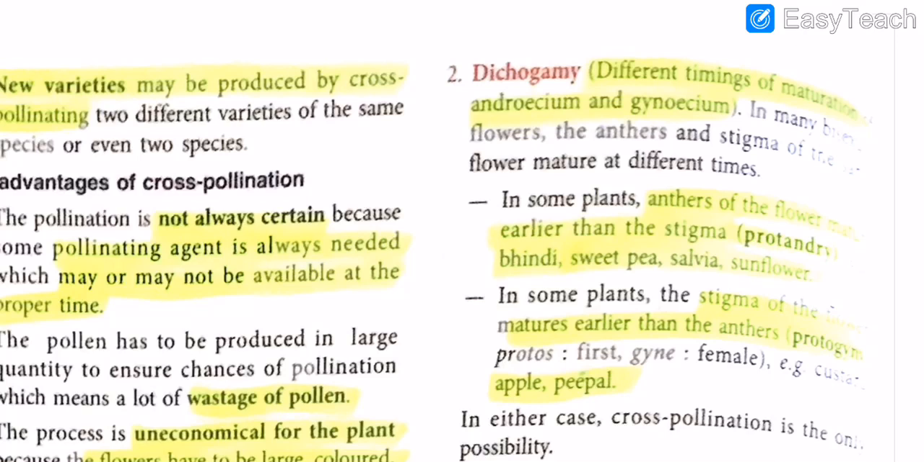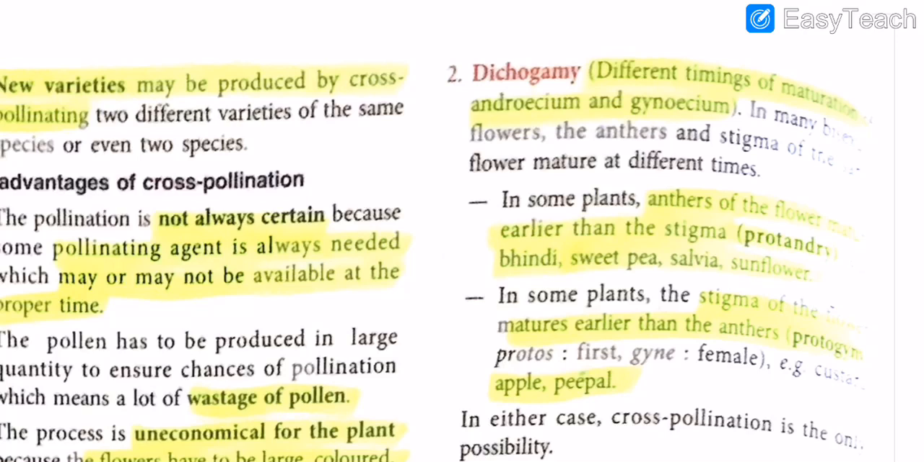Then sterility. There is a condition in which even if the stigma receives pollen from the anthers of the same flower, the pollen fails to undergo further growth. In such cases, only the pollen from another plant of the same species can effectively complete the process of setting seeds. Examples: ray florets of the sunflower, orchids, etc.